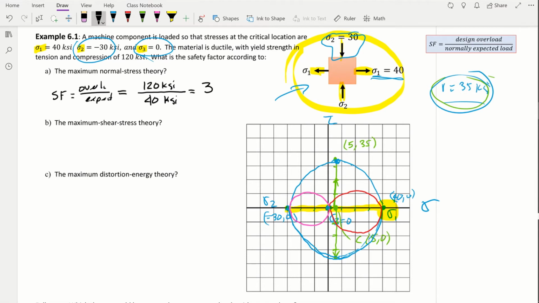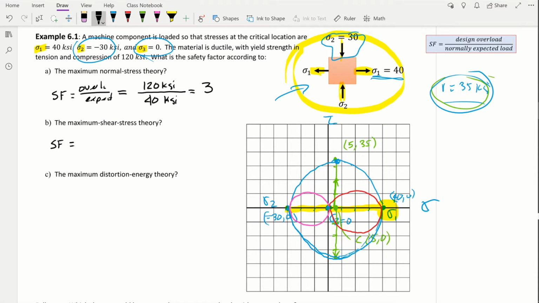Next, the maximum shear stress theory. Again, the formula for the safety factor is the overload. So remember what the maximum shear stress theory says. It says that the absolute maximum in-plane shear stress cannot exceed the shear strength of a material.